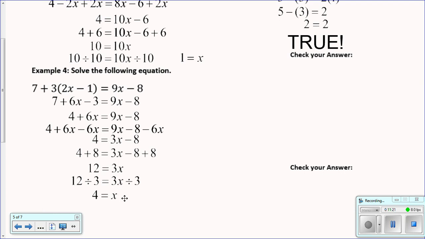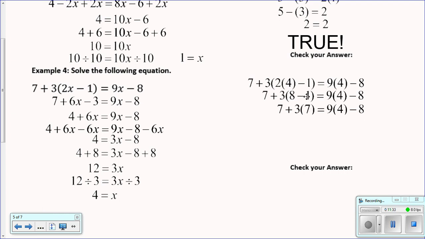And I can just test it to make sure it's right by plugging in for this x and this x. So I plug it in, and now I just go ahead and simplify. 2 times 4 gives me 8. 8 minus 1 gives me 7. 3 times 7 gives me 21. 9 times 4 gives me 36. 7 plus 21 gives me 28. 36 minus 8 gives me 28. So it came out true, which means that 4 is my solution.